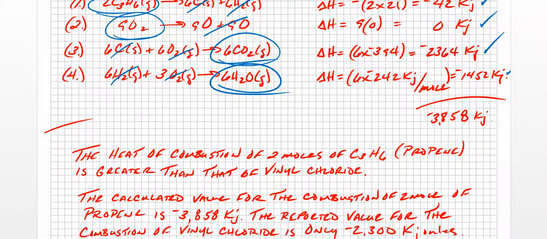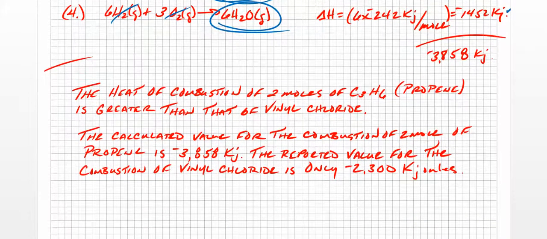And here's how I'll report my answer. The heat of combustion of 2 moles of C3H6, that's propene, is greater than that of vinyl chloride. The calculated value for the combustion of 2 moles of propene is minus 3,858 kilojoules. The reported value for the combustion of vinyl chloride is only minus 2,300 kilojoules.